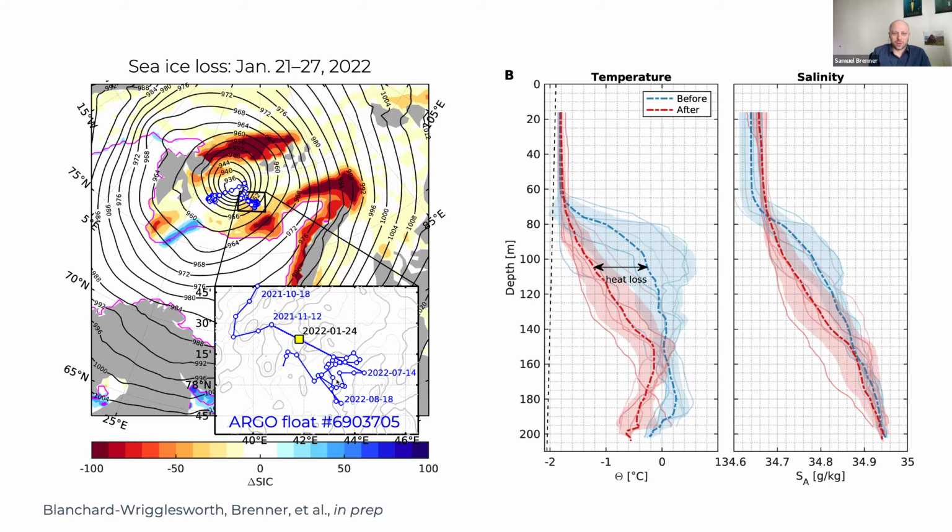And so luckily there was an Argo float in the region at the time, and we were able to see in these temperature salinity profiles signs of this upward mixing of subsurface heat. And so you can see in the blue line here is the temperature and salinity profiles before the cyclone, and the red is after. And so there's this really big decrease in the heat in the ocean. And that amount of heat loss translated to the sea ice loss we saw.